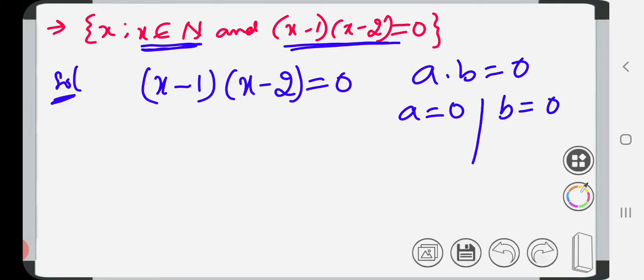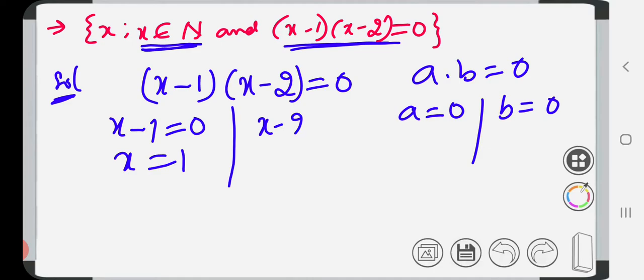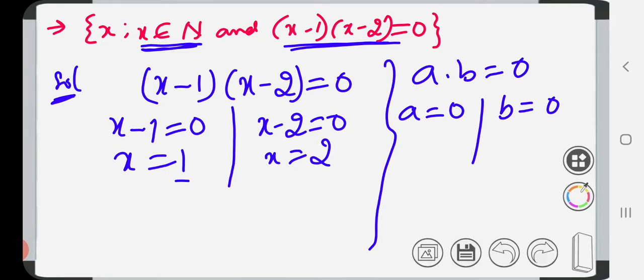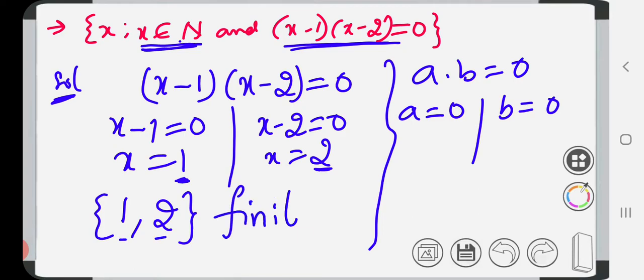By taking A is equal to 0 we solve, and B is equal to 0 we solve. That means X minus 1 is equal to 0, then X is equal to 1. If X minus 2 is equal to 0, then we get X is equal to 2. So we get the solutions as 1 and 2. Both are natural numbers. So the resultant set is {1, 2}. Here we can say a fixed number of elements are there. Therefore this is a finite set.